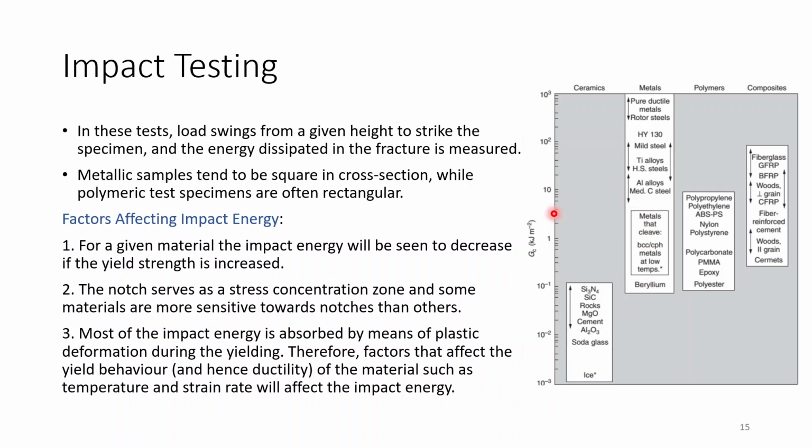Now from this graph you can see that ceramics have the lowest impact strength, and above that they have polymers and composites, and metals have intermediate and highest. Some of the metals, such as pure ductile metals, have the highest impact strength, while others, such as beryllium, are on the lower side of impact strength.